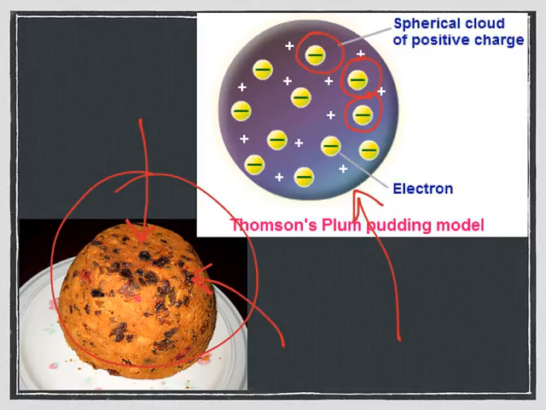Now, on the diagram, we've kind of jumped ahead. Even though Thomson didn't use these terms originally, now those negative blobs, we call those electrons. So we could say that Thomson was really the first one to discover electrons.